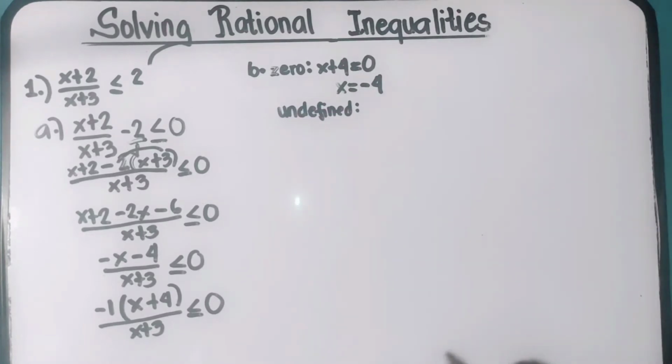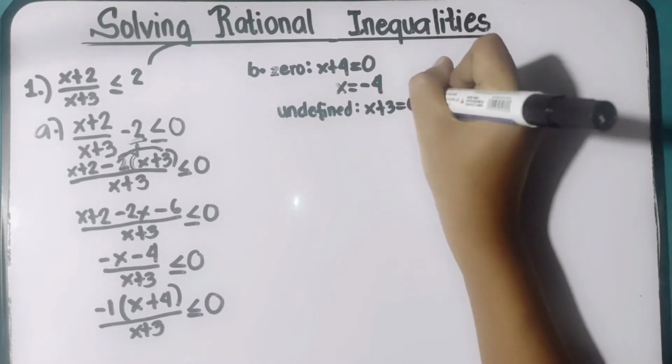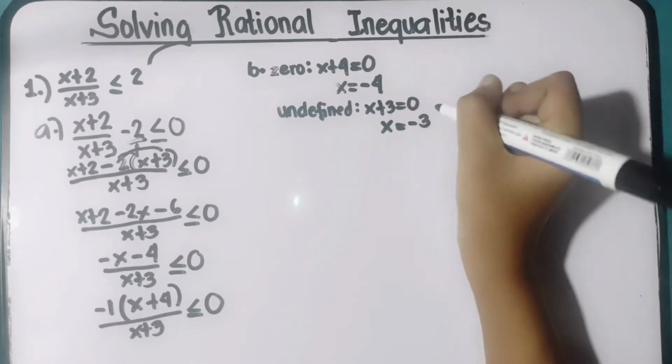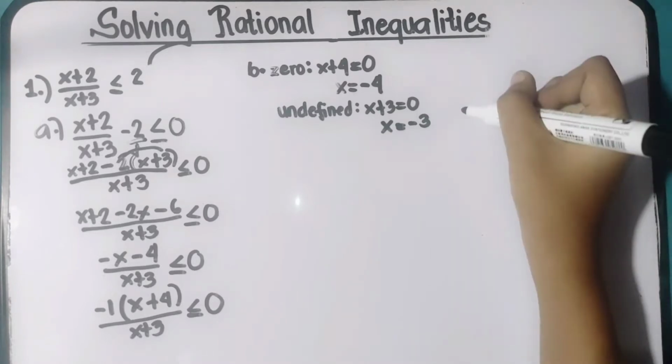Next, find the value that will make the inequality undefined, by equating the denominator to 0. x + 3 = 0, x = -3. Let us plot the points in a number line.